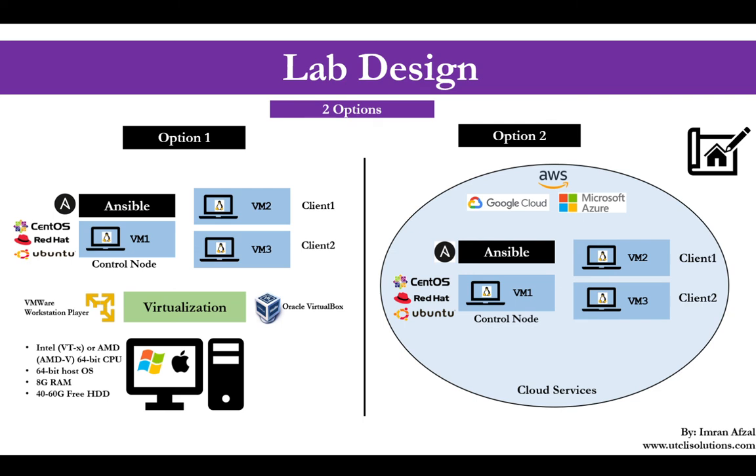But in this entire course, we will go through option 1. And by the way, the VM1, that's where we will install the Linux operating system. In this entire course, we will go through the CentOS operating system installation, and we will set up our control node on that operating system and install Ansible on it.